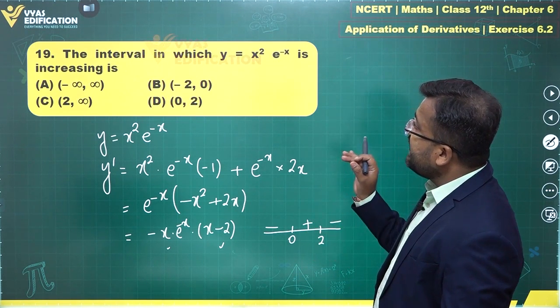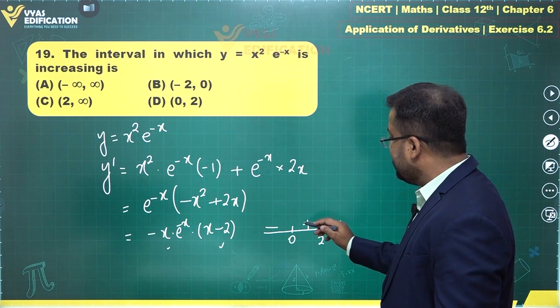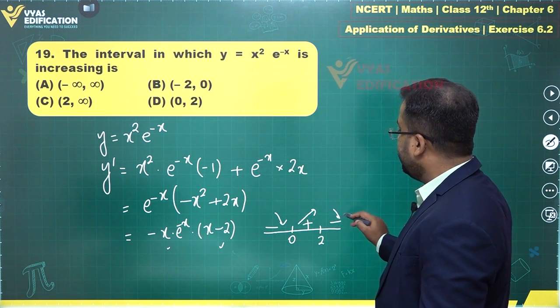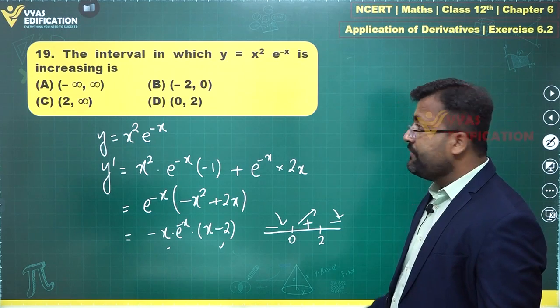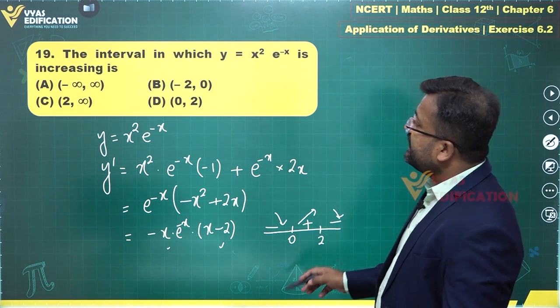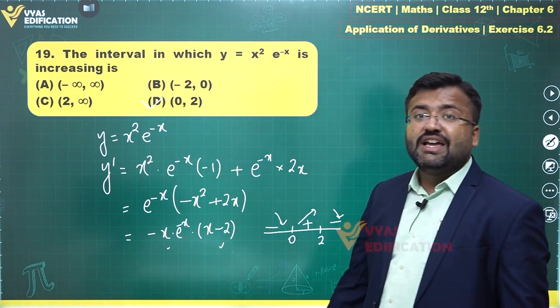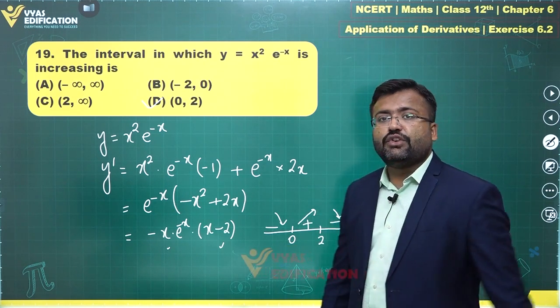So that's the complete analysis, and the interval in which this is increasing. Here it is decreasing, here it is decreasing, increasing in this interval only. So (0, 2) is the interval that I am looking for. That is option D, and that is the correct answer for this question over here.